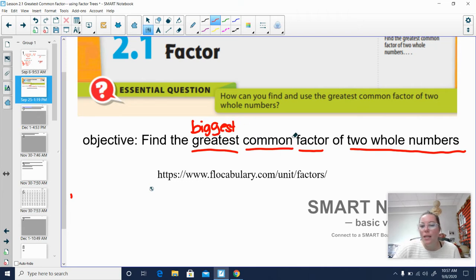Okay, to have something in common means that it's the same. So we're going to find the biggest number that is the same. And remember, a factor is two numbers that are multiplied together. So what we're going to do is take our whole numbers and break them down into the numbers that multiply to make the whole number. We're going to find the biggest one that is the same between the two numbers. So I'm going to show you how this works now.